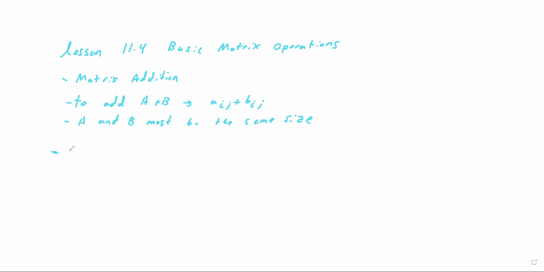All right, the other thing is scalar multiplication. In scalar multiplication, if there's a number outside the matrix, you simply just multiply it to every element in the matrix. So if you have a scalar k, it is to be multiplied to each element.